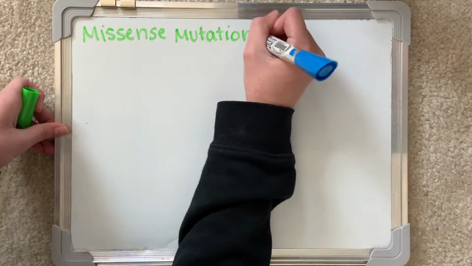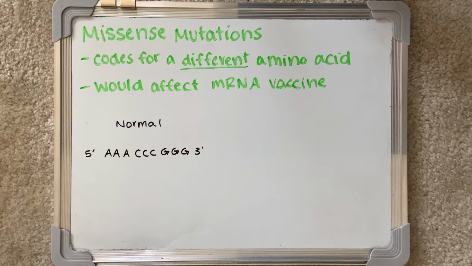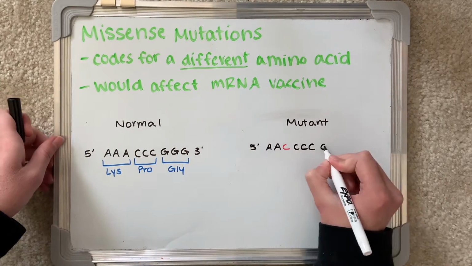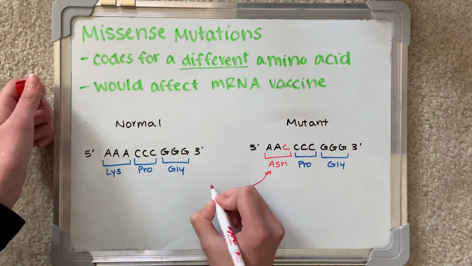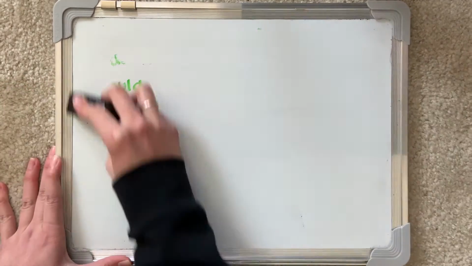Missense mutations, however, code for different amino acids. Since this would ultimately change the makeup of the protein, it would affect the vaccine. In order to combat this, vaccine companies may need to alter the mRNA sequences they use in the future to match the specific mutations seen in the mutant strains, much like the one shown on the screen.